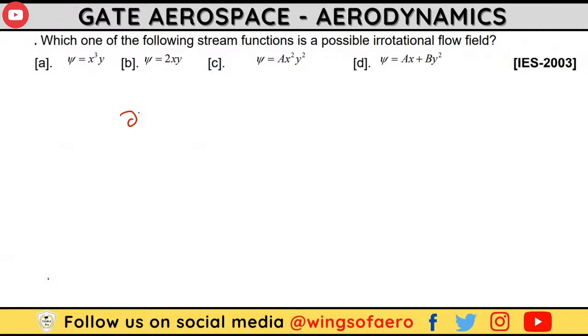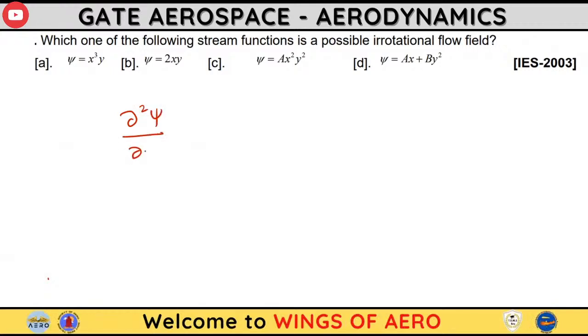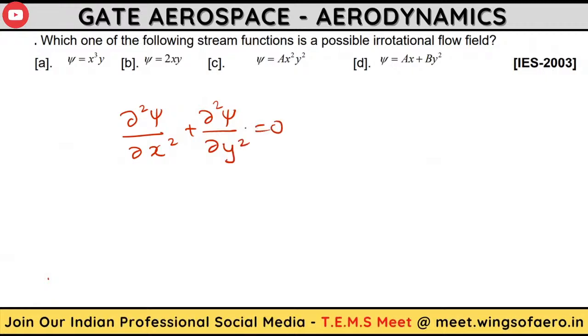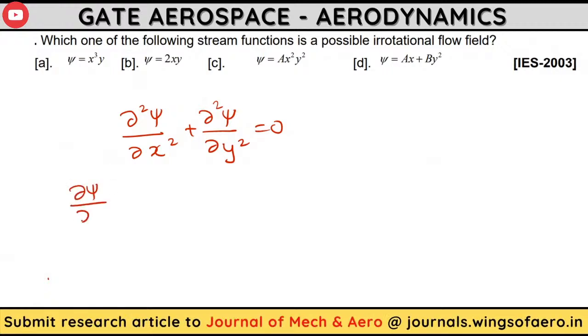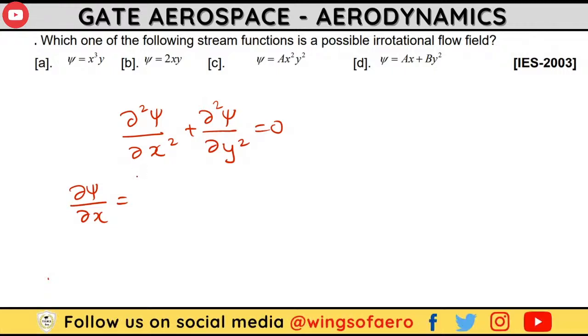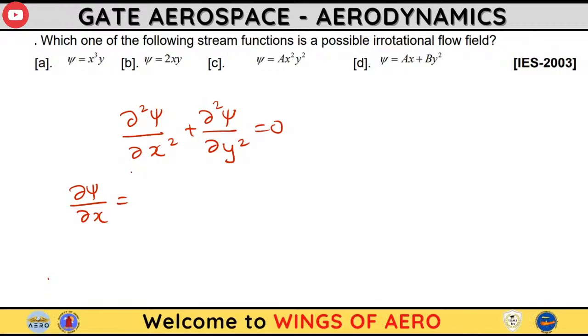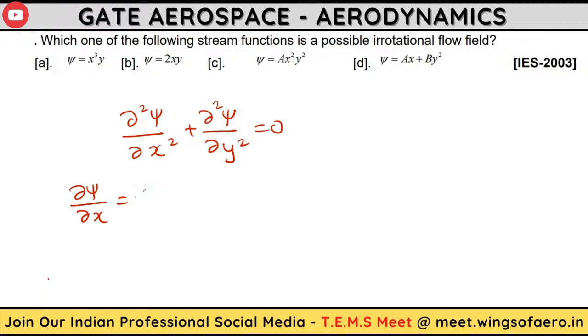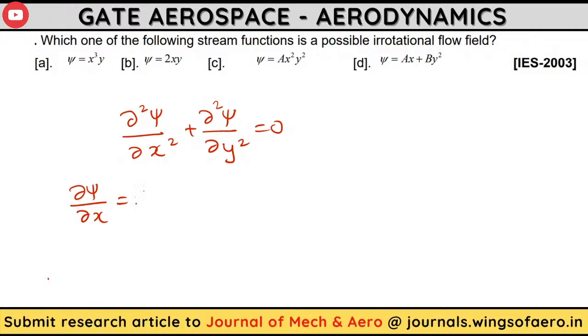Okay, option 2, ma'am. So you have used this one? Yes, ma'am, ∂²ψ/∂x² + ∂²ψ/∂y² equal to 0. It has to satisfy this. So first let me try and solve it. You have to find for all the four, then only you will understand which one is irrotational. Now, do you find any shortcuts in that?